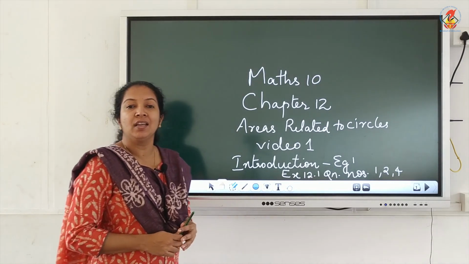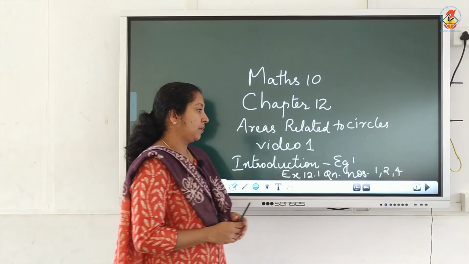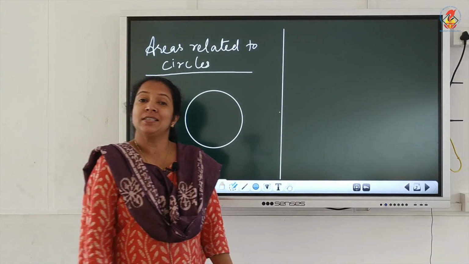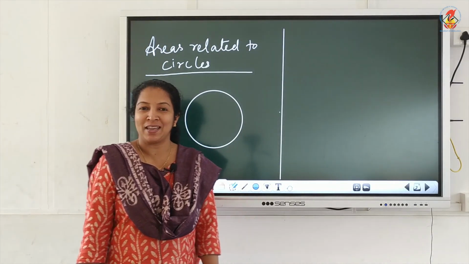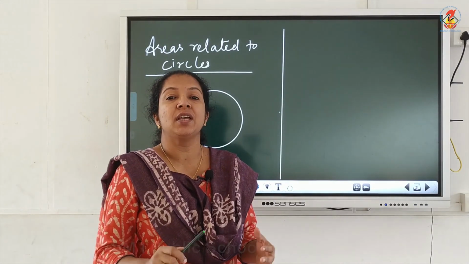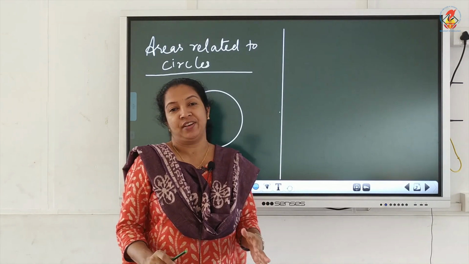Chapter 12, Areas related to circles. So, areas related to circles. What do you mean by area? Area is the total surface enclosed by a closed figure.